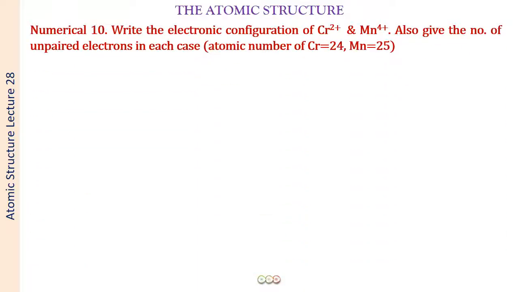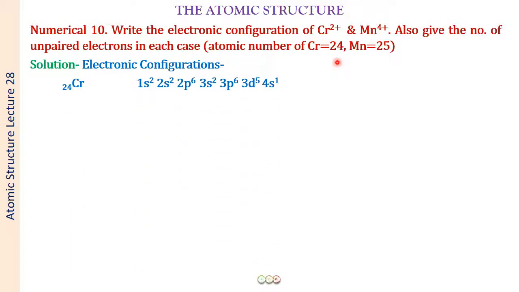The last question for today is write the electronic configuration of chromium +2 and manganese +4 ion, and you have to give the number of unpaired electrons in each case when the atomic number of chromium and manganese is given to you as 24 and 25 respectively. So while you have to write the electronic configuration for the ions, it is better first to write the electronic configuration of the neutral atom.